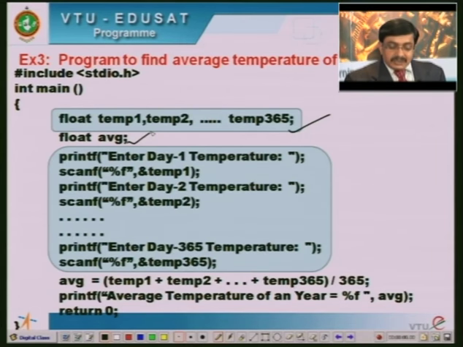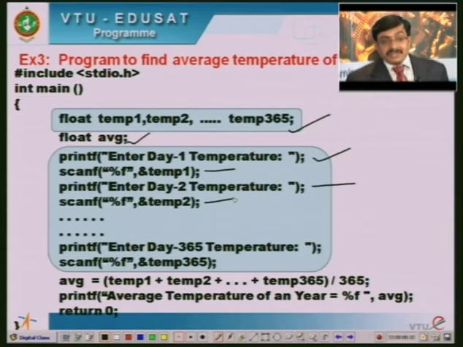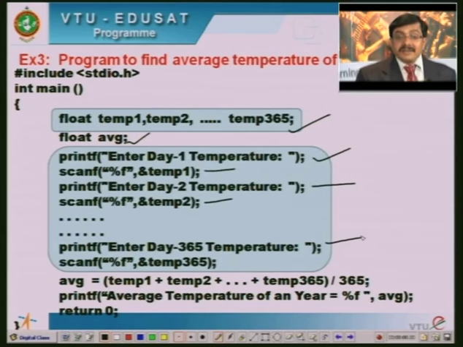Then we have to use printf "enter day 1 temperature", and read the day 1 temperature, and then a printf statement for day 2 temperature, and similarly a scanf statement to read the day 2 temperature, and so on. Here also the dot dot dot doesn't mean that the program works just like that. We have to use 365 different printf statements, and similarly 365 different scanf statements. The last printf statement will be "enter day 365 temperature", and then I will be reading it with scanf "%f", &temp365.